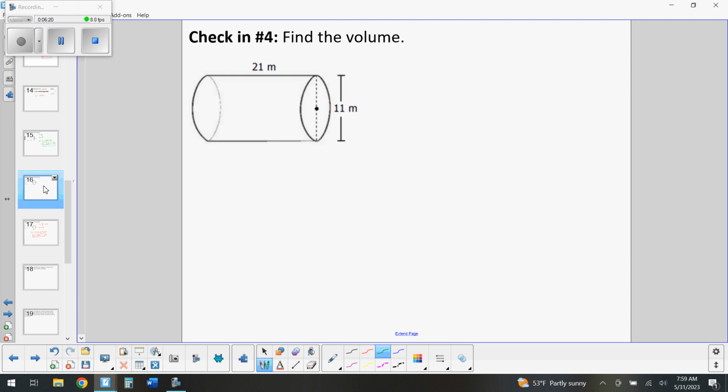So you go ahead and try this one. Be careful. They do not give you the radius in this one. They give you the diameter. So find the radius first and then find the volume. Pause when you're ready to see the answer. Hit play.